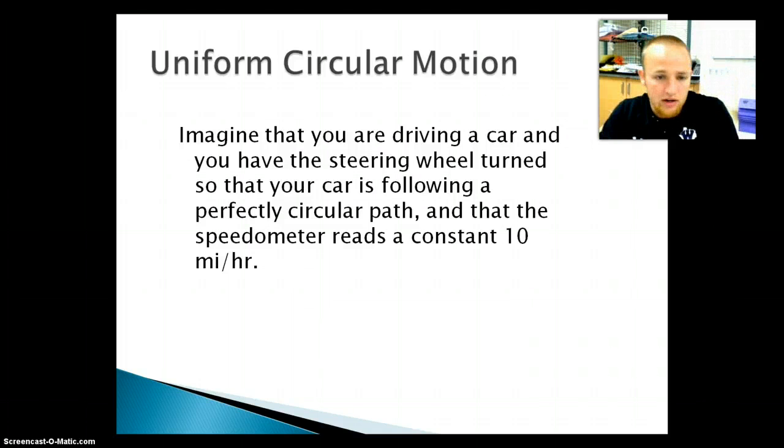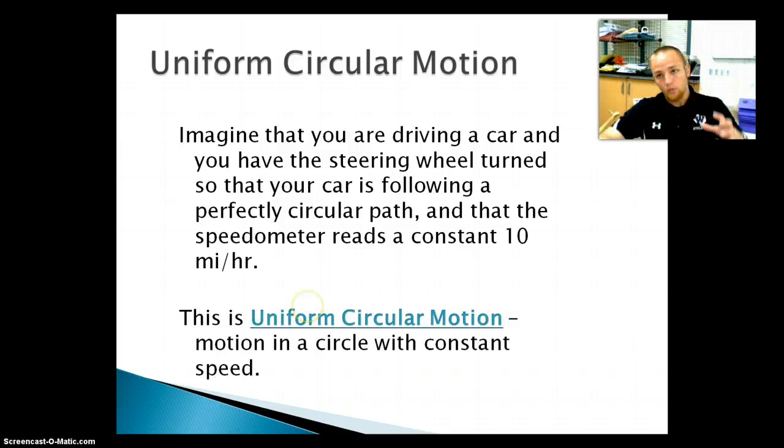All right, so imagine you're driving a car and you have your steering wheel turned so that your car follows this perfectly circular path, and your speedometer is going to read 10 miles an hour. So this is an example of uniform circular motion. It's motion in a circle with constant speed.